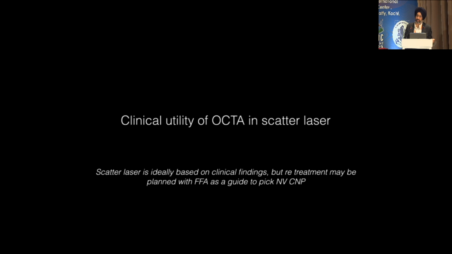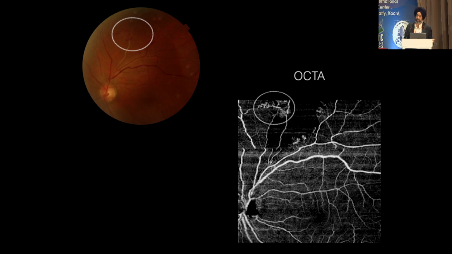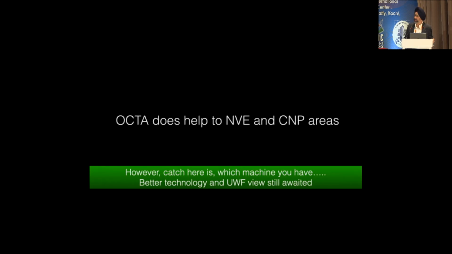And what about a scatter treatment? Yes, again the catch here is what kind of machine you have. If you have a machine which gives you a good 12 by 12 scan, and a very cooperative patient, so that the artifacts are not there, you can pick these capillary non-perfusion areas and the areas of NVE. So this patient has already been treated, you can see the laser marks above, but 3 months later, we can see the NVE. So we thought, is there any area we can retreat? So this is the area we can retreat based on the OCTA. But again, I said the catch is the technology, and the UWF will be better.